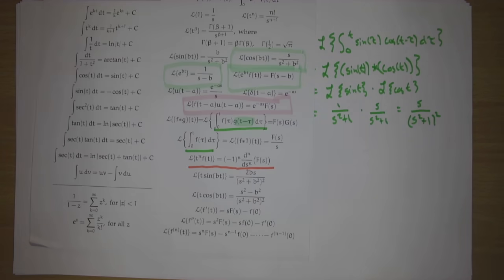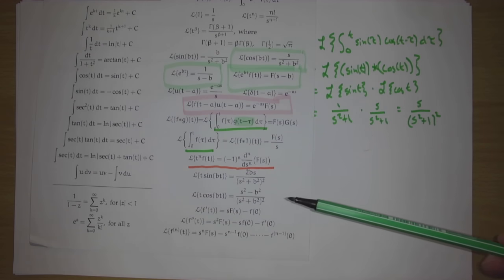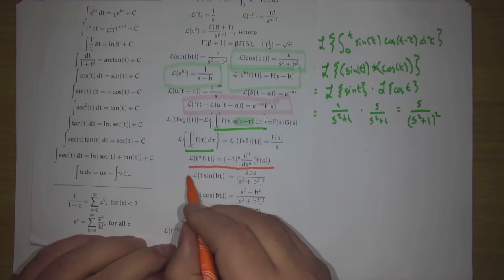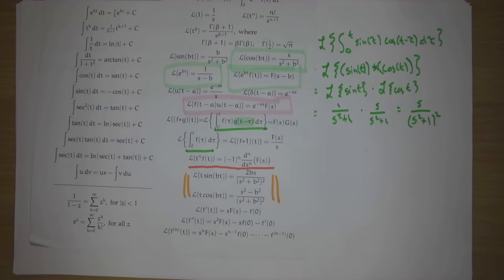Now we look at our formula sheet and say, well, golly. I feel like I'm in a 1950s sitcom there. And say, is there anything that looks like s squared plus 1 squared? Ooh. There are things that look like s squared plus 1 squared. In fact, there's a pair of them, namely t sine bt and t cosine bt. Which one are we trying to match right now? We're close to the sine.